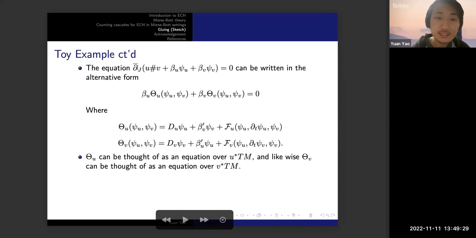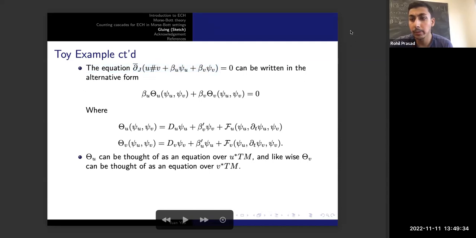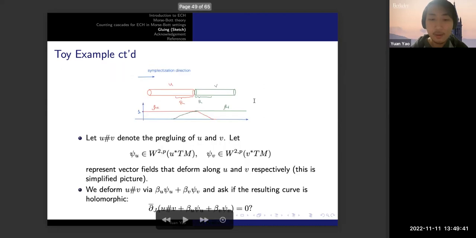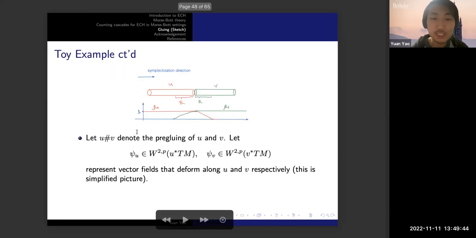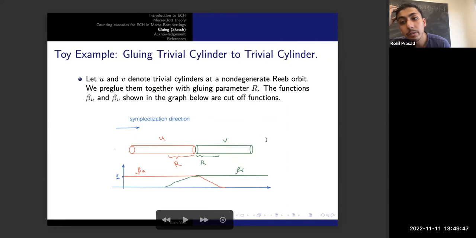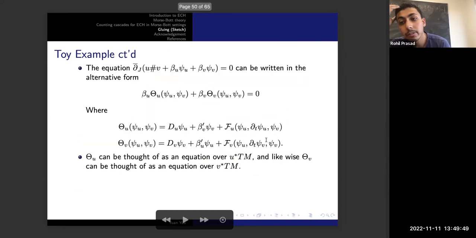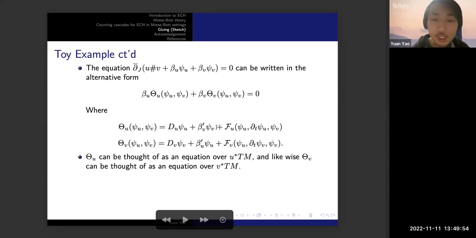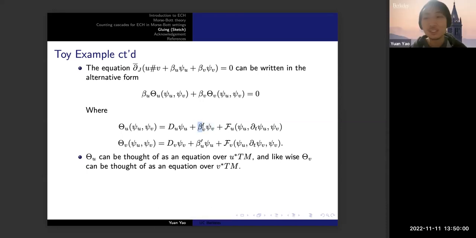So finding a solution to this J-holomorphic curve. I'm a little confused. Yeah. But isn't psi V a vector field over V star TM though, and it arises as a term in theta U? No. So beta U is a cutoff function. I mean theta U. It takes as input psi U and psi V. And yes, psi V lives in V star TM. Yes, but because of this cutoff, you'll only see the parts of psi V where it's very close to U already. Okay. Is that okay? Thanks.